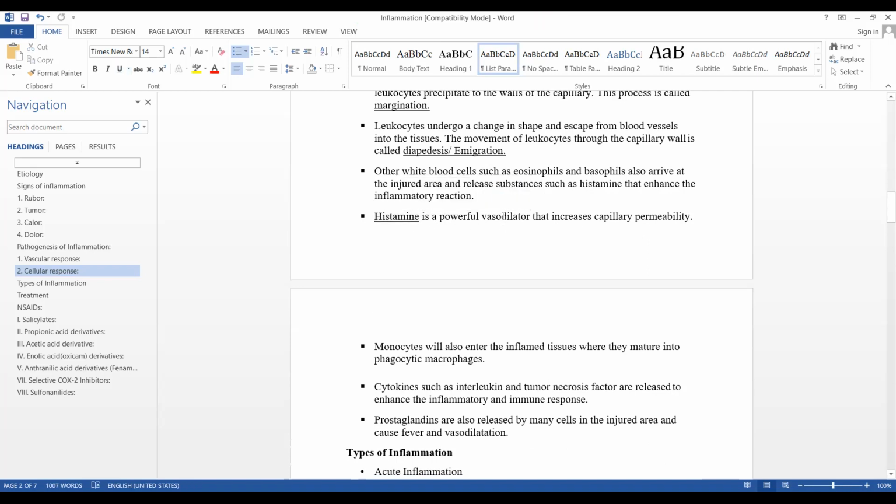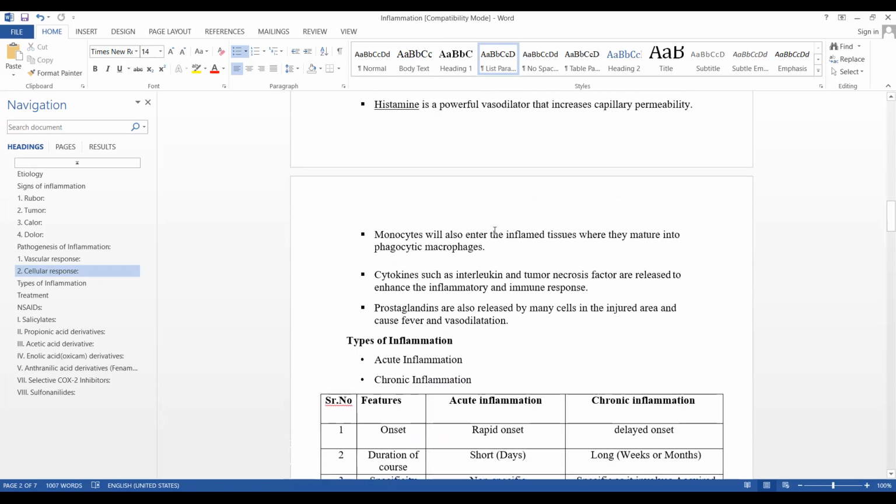Because this histamine is a powerful vasodilator, it causes an increase in capillary permeability. Monocytes will also enter the inflamed tissues, where they mature into the phagocytic macrophages.